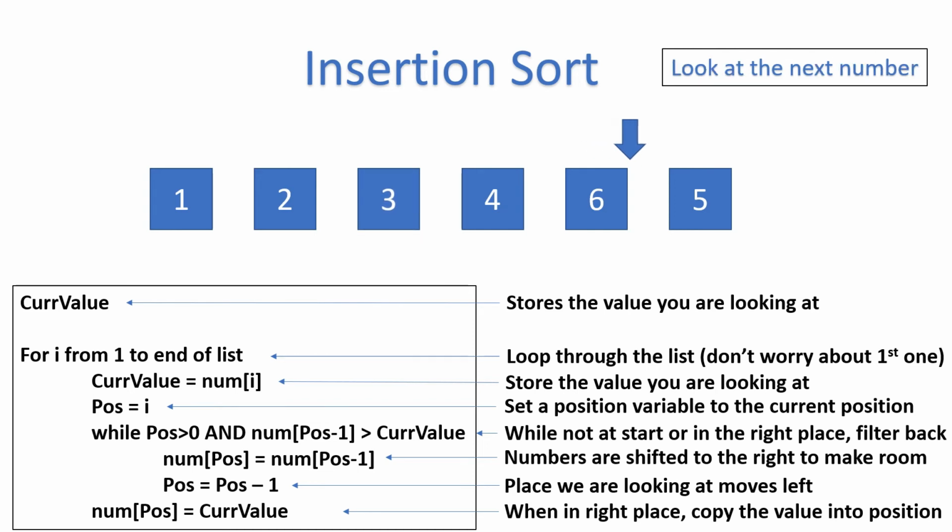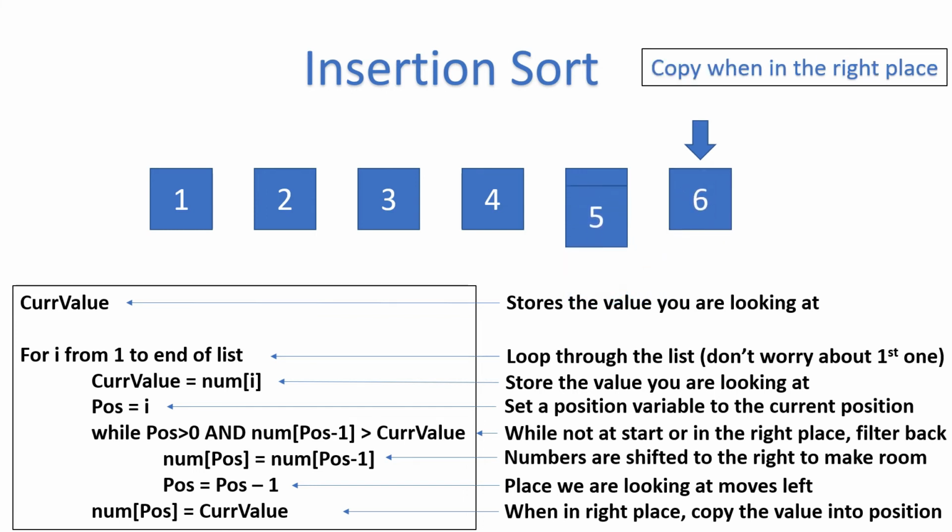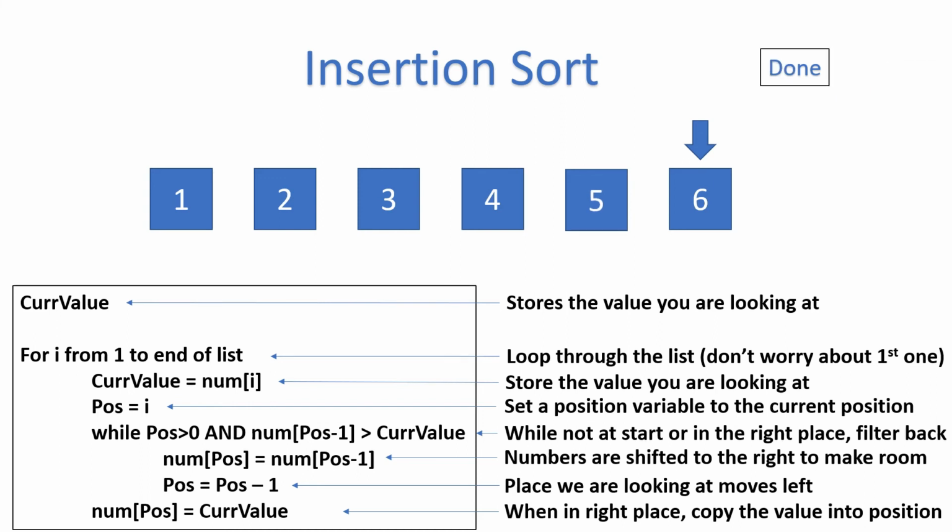For loop then goes on to the last one, because we're going to the end of the list, to number 5. That gets stored in current value. It gets inserted into the correct position, and finally our list is completely sorted. We'll have a look at this one on a graphical representation as well.